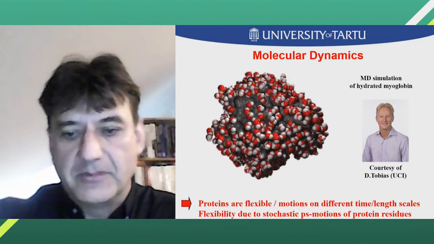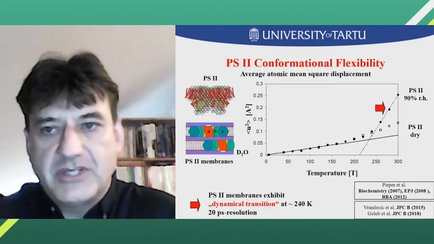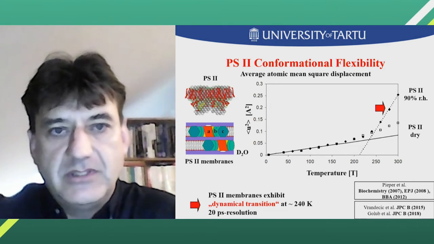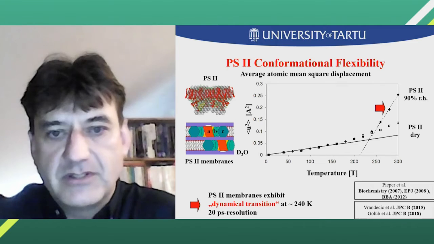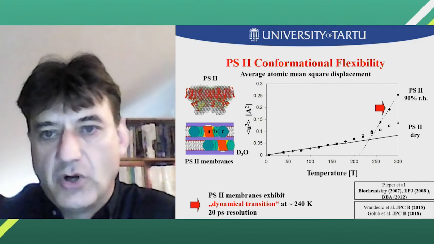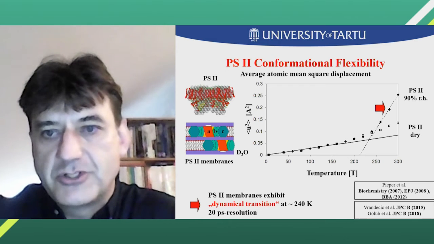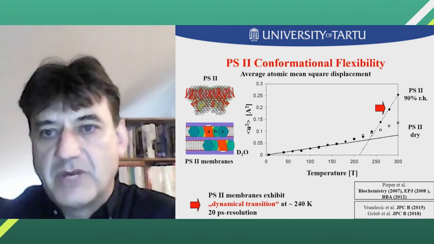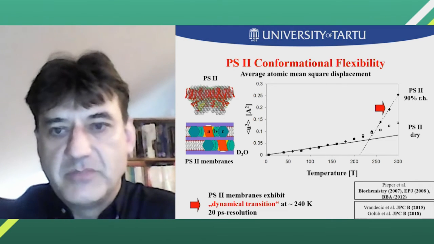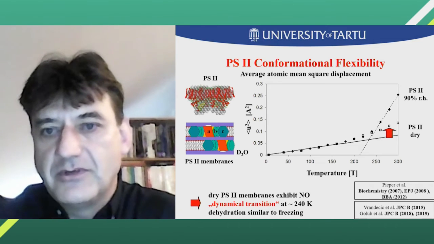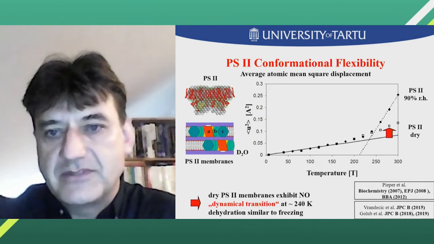picosecond timescale. We have measured that for photosystem 2 and expressed this flexibility in terms of a mean square displacement. You see here in this slide, at low temperature, this displacement is rather small, but towards physiological temperatures, it increases a lot. So especially for physiological processes, we have to keep in mind that flexibility is important, but we do not see so much flexibility in the dry state.